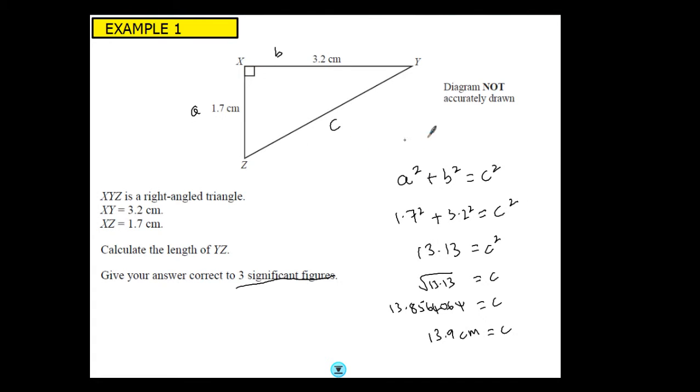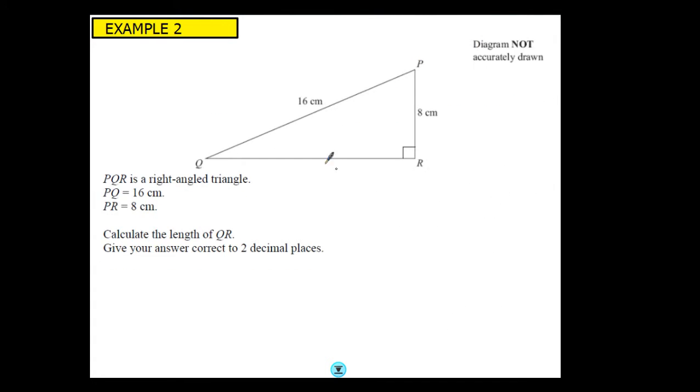So that's a question where you're just simply adding the two squares of the lengths together and then square rooting when you're finding the longest length. Now in this example, you can see that we're given the longest length and we're trying to find one of the shorter lengths. So you'll see a slightly different technique. We're given this information here, on the diagram, and we've got to calculate the length of QR. This time it says give your answer correct to two decimal places.